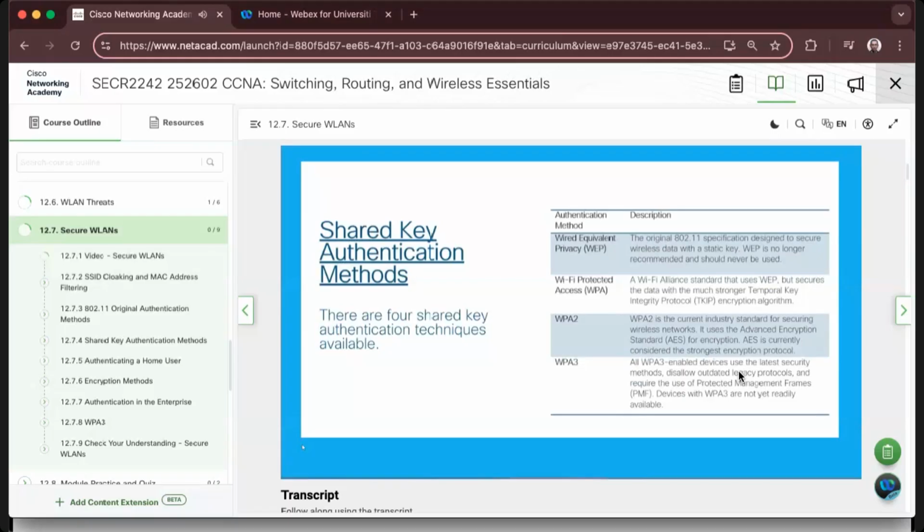The next one is WPA, which is Wi-Fi Protected Access. Wi-Fi Protected Access was based off of the original WEP standard. It secures data using a stronger encryption algorithm, but still is not the best way to go.